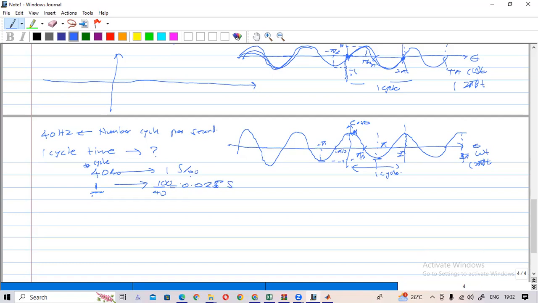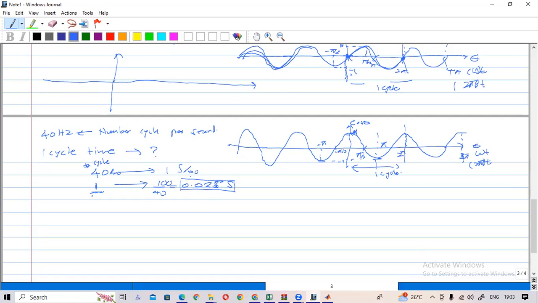So this is the one cycle time. Okay, this is one cycle time. Now, if you draw a cycle, the sine wave is starting from here. If you draw one cycle like this, this time is 0.025.